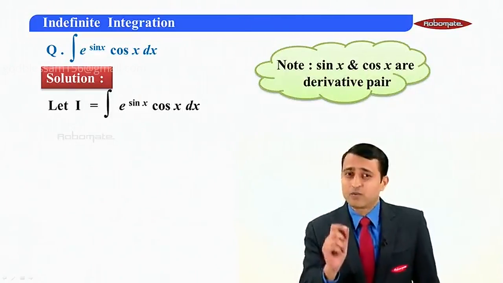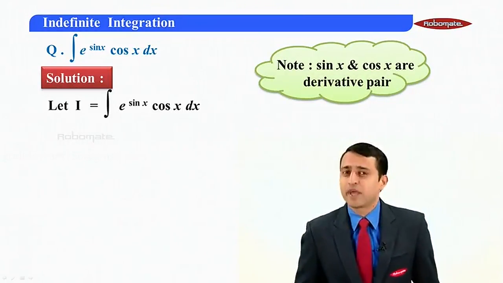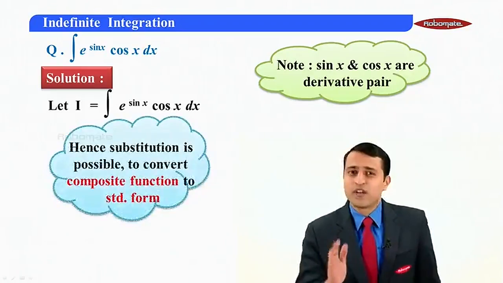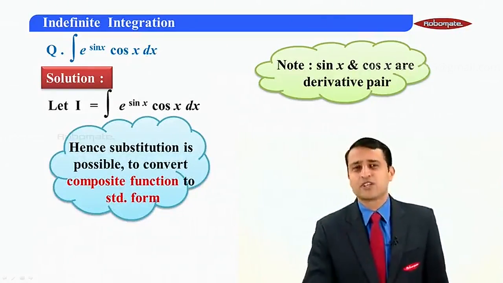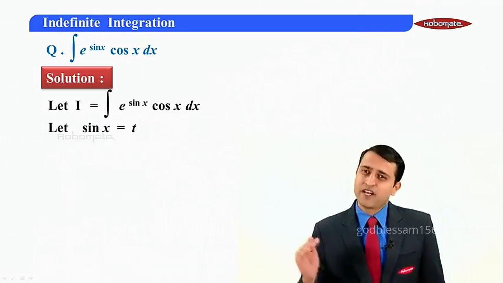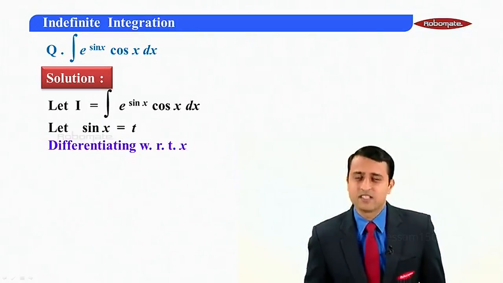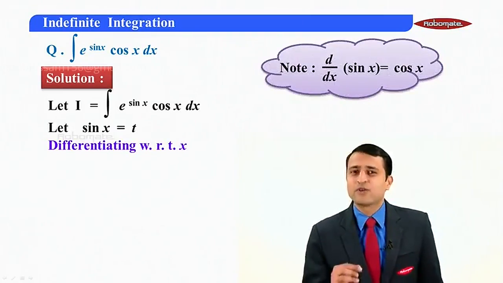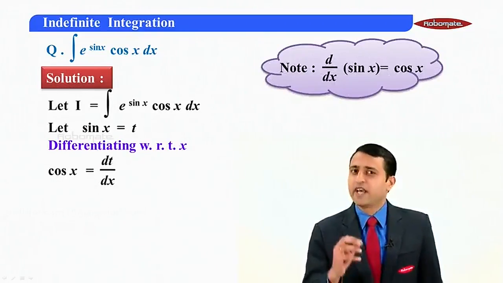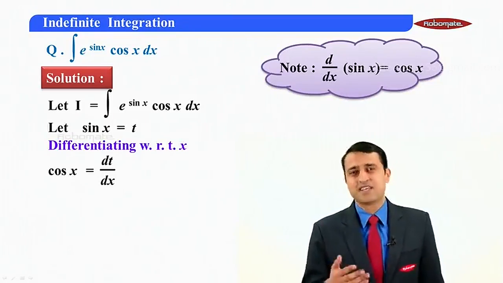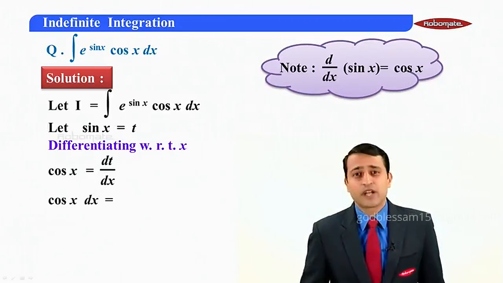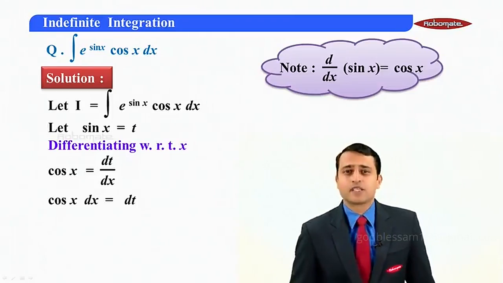So here we are observing that sin x and cos x are a function and derivative pair. If they appear together, what can we do? We can use the method of substitution to convert into a standard function. Therefore the first step will be let sin x is equal to t. Now students, if I differentiate both sides with respect to x, we get cos x is equal to dt by dx. The derivative of sin x is cos x and the derivative of t with respect to x is dt by dx. Now I will transfer the dx to the right hand side to get cos x dx is equal to dt. Is that okay, students?